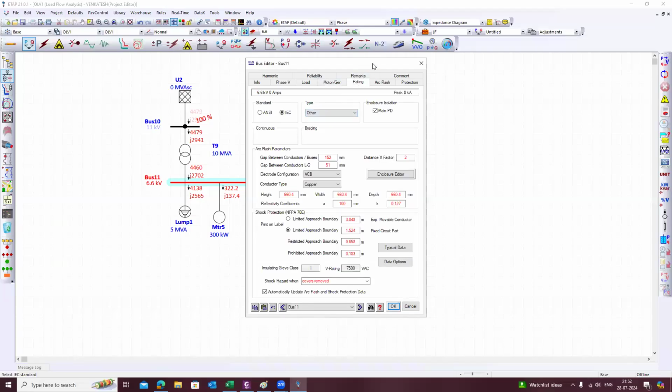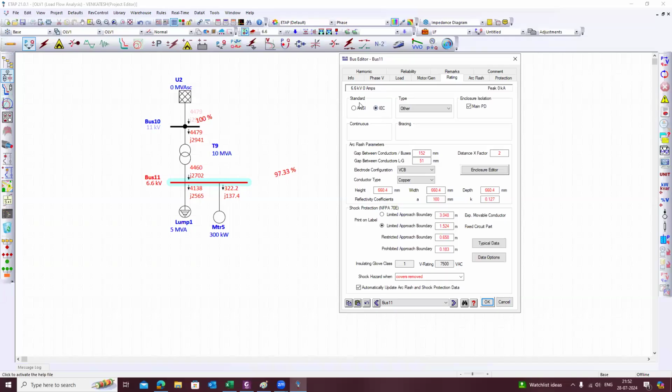Coming to the rating of the bus, here you have different options to select the standard, either the IEC standard or the ANSI standard. But as far as our sessions are concerned, we were focusing clearly on the IEC. And in the type, you have the option to select whether it is an MCC, motor control center, or a switchgear or switchboard, or a panel board. You can select the type of the bus here.